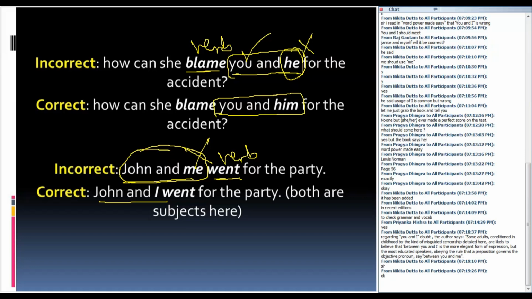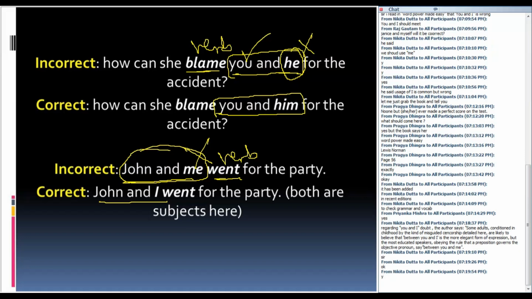Did you understand? What is the mistake? You simply said you and I. You said this is wrong. No, this is not wrong. This is right. But if you add between, when you add between, you are adding a preposition, then everything changes. I will just come to that slide.